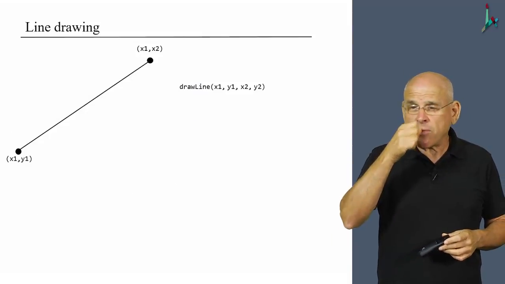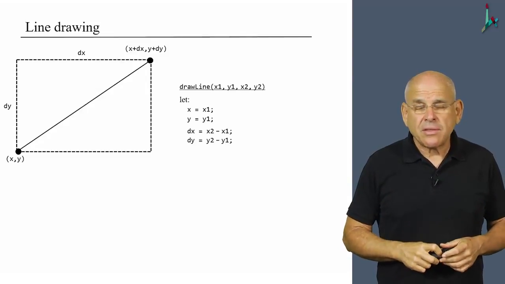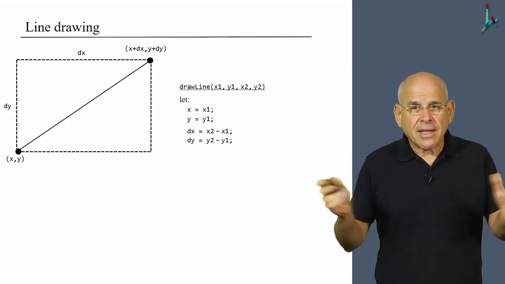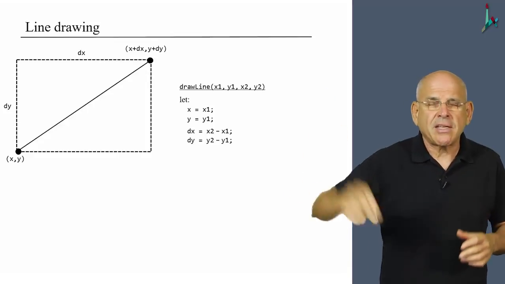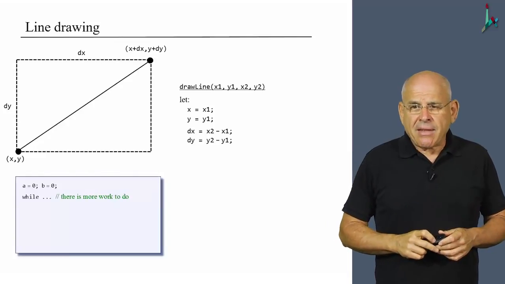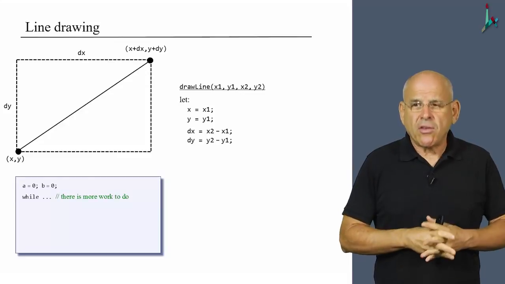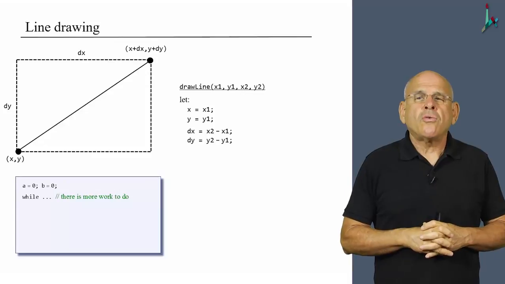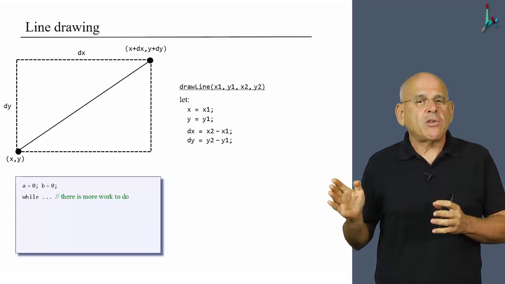Here's the line that I want to draw. And I begin by introducing some convenient notation. Instead of using absolute coordinates, I use deltas. I begin with x and y, but I want to go all the way to x plus dx, y plus dy, which is more convenient. And I'm going to use the following algorithm, which takes a minute or two to get used to. I will use two variables, a and b, to account for how many pixels I went to the right so far.